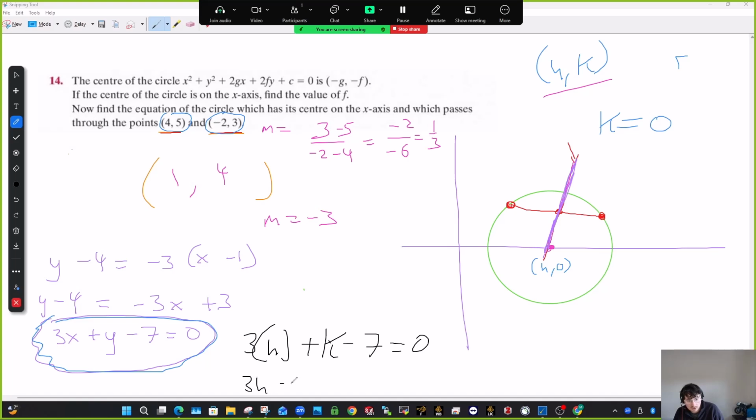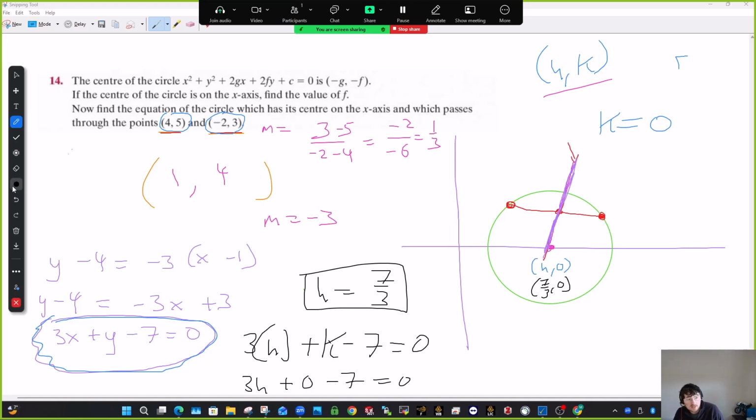So 3h plus 0 minus 7 equals 0. Look at this. You can find h. h is 7 over 3. So now you have the center of the circle by using your perpendicular bisector, because you were able to put 0, which was the y-coordinate of the center, which you knew because it was on the x-axis, into the perpendicular bisector that you made, and you're able to find the x value of the center, which was this. So we update this. That's 7 over 3, comma 0.